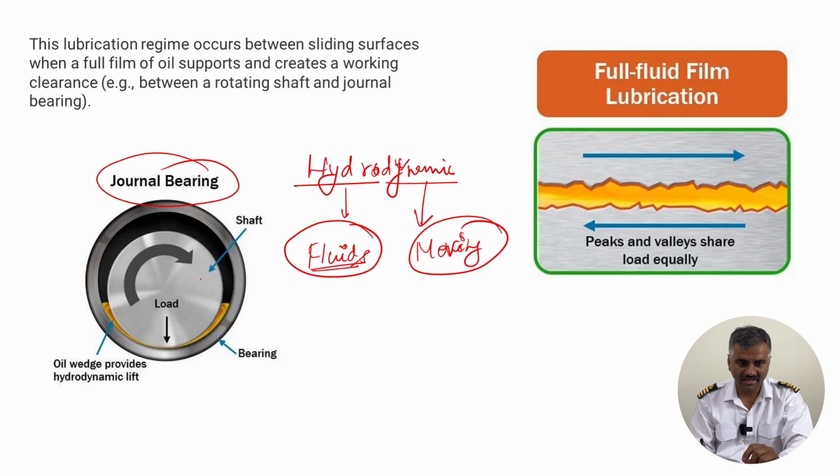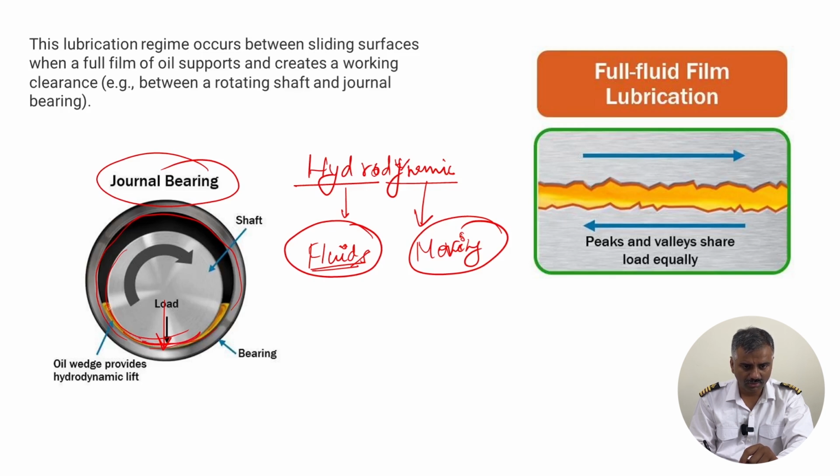So basically what happens, as you can see, this is the shaft. Inside you can see your shaft, and this is your stern tube bearing. Outside, this is your stern tube bearing. As the shaft is loaded, the weight of the shaft is resting on the bearing edge.